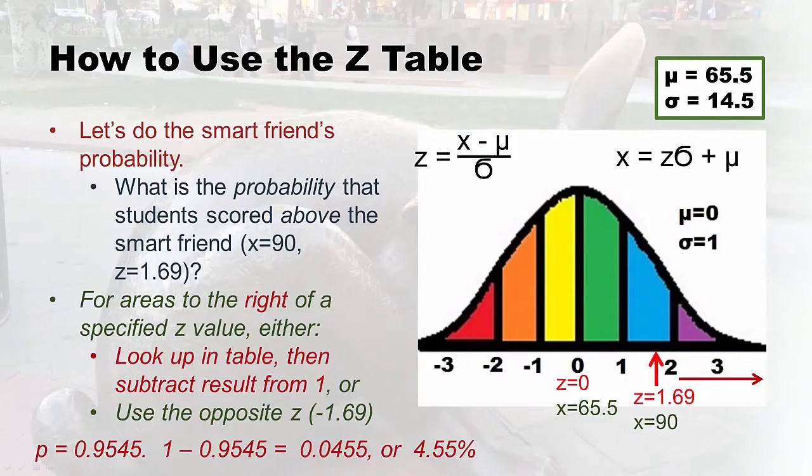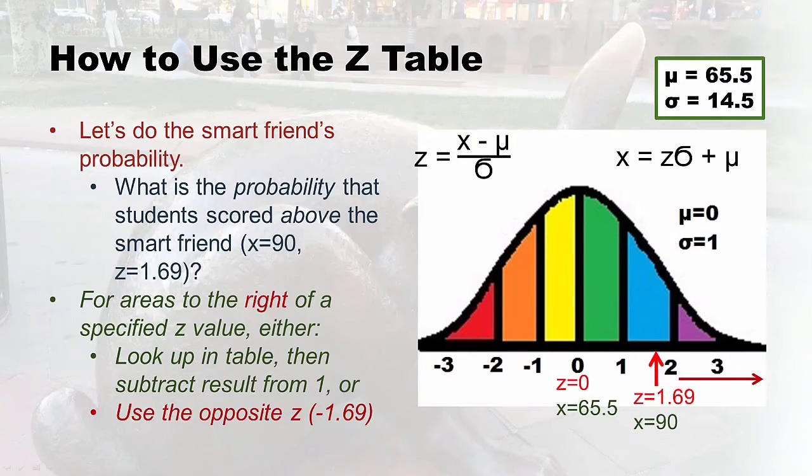All right, so what you want to imagine is that 0.9545, which is like 95.45%, that's the whole piece below z equals 1.69. That's most of the blue, the green, the yellow, the orange, the red, and the little black at the bottom. That's all in the 0.9545. Okay, so again, we were looking up an area to the right of the specified z value, and I showed you the first way of doing it.